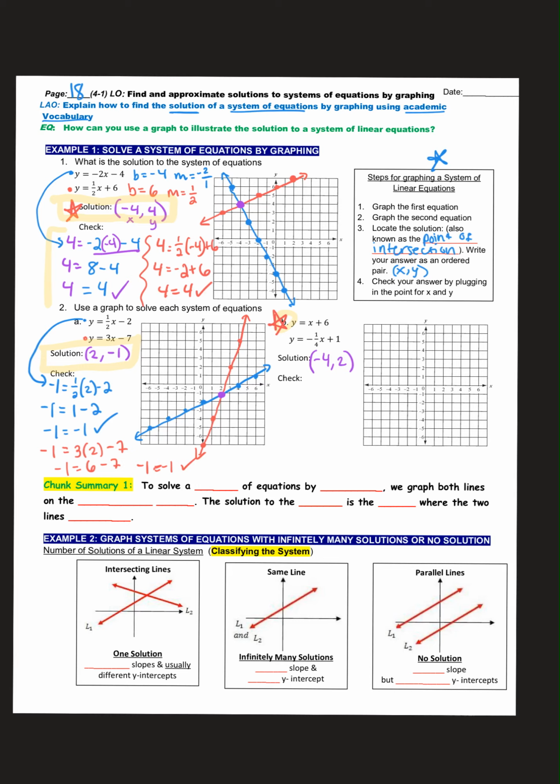All right, chunk summary number 1. To solve a blank of equations by blank, we graph both lines on the blank blank. The solution to the blank is the blank where the 2 lines blank. All right, so I'm going to use my notes to help me out with this, and you're going to follow along. To solve a blank of equations, so what are we talking about? Oh, we're talking about a system of equations. So I'm going to say system of equations by what? By graphing. We need to graph both lines on the, what are these called? I think they're called coordinate planes.